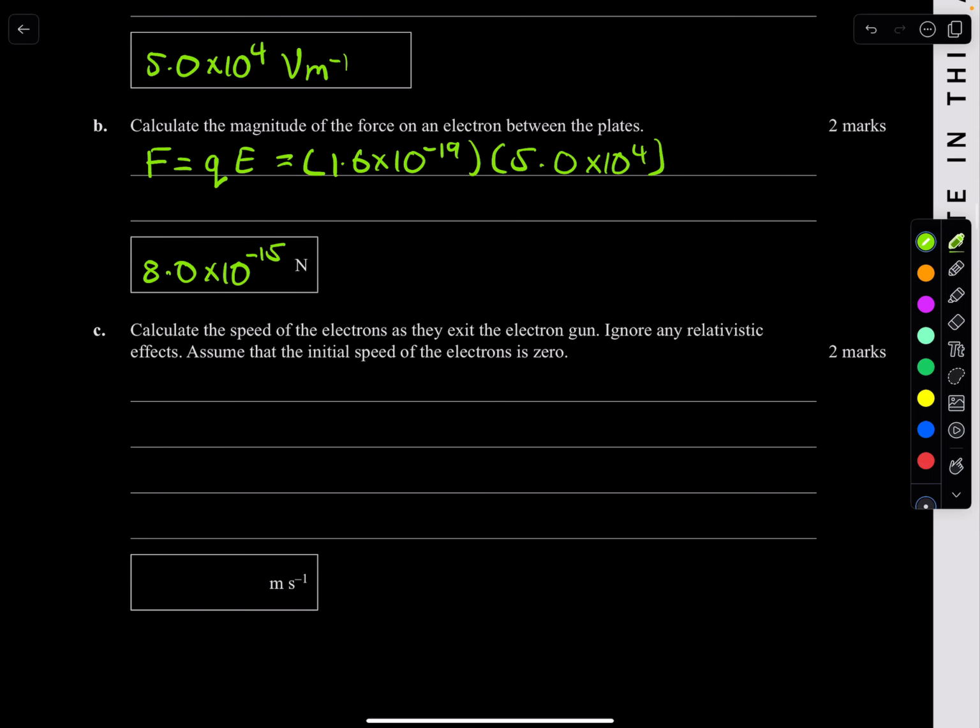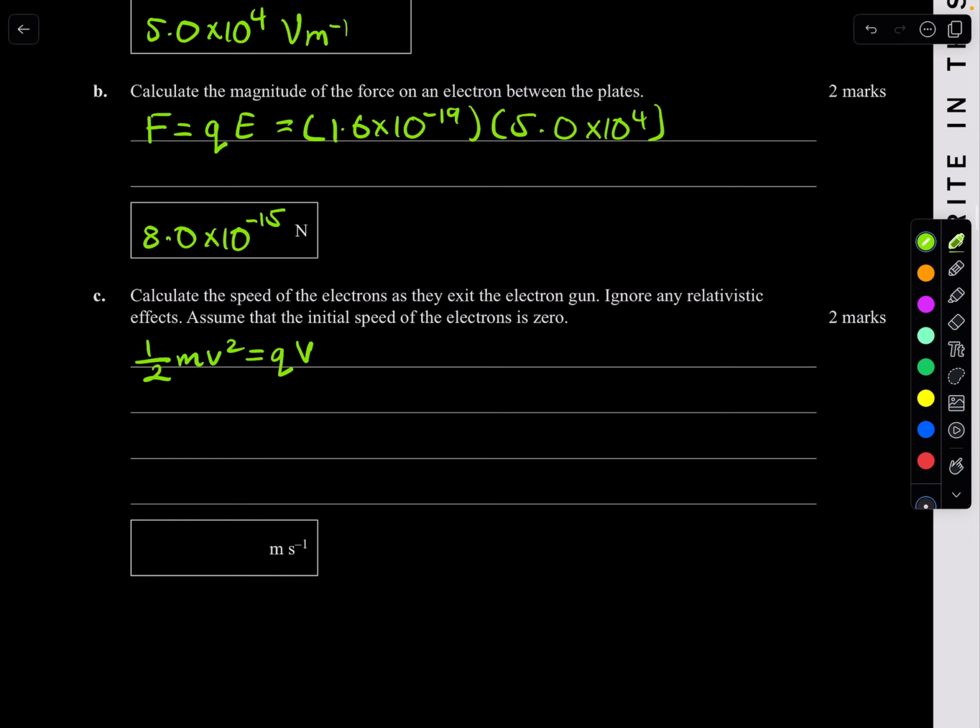Beautiful. Question C. Calculate the speed of the electrons as they exit the electron gun. Ignore any relativistic effects. Assume that the initial speed of the electrons is 0. So straight away, remember guys, the electron gun formula. To always calculate the speed, we use the electron gun formula, which is half m v squared equals q times your voltage, my apologies. I want velocity as my subject, so I'm going to multiply both sides by 2. Rearranging gives velocity equals the square root of 2qV over m. Good, beautiful.